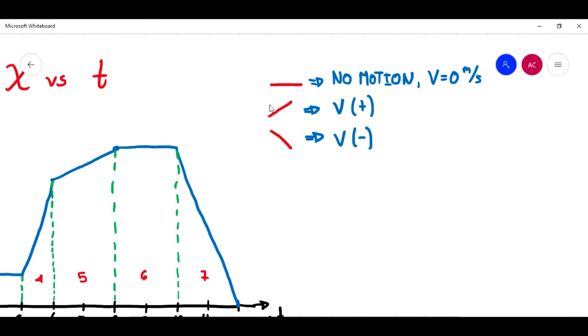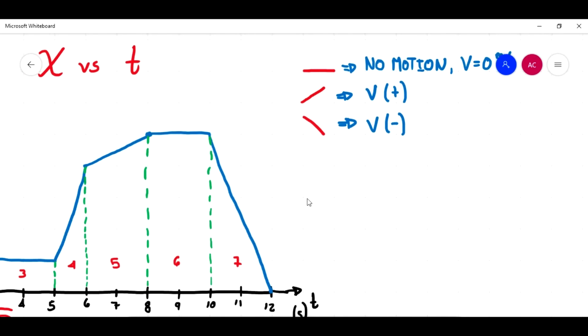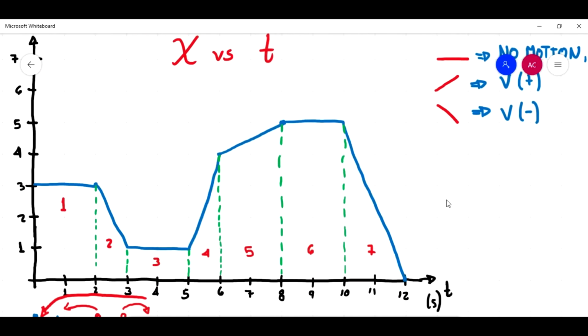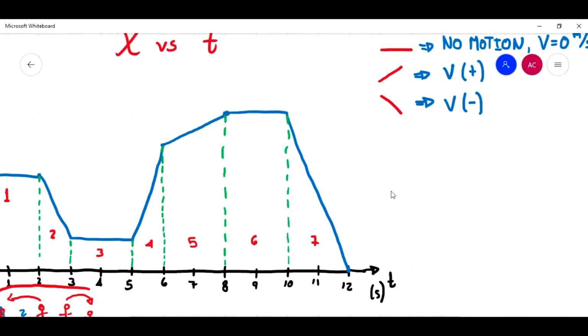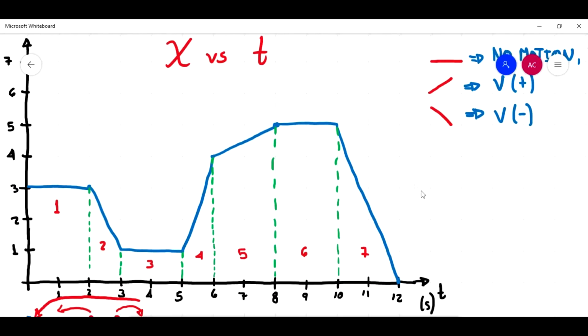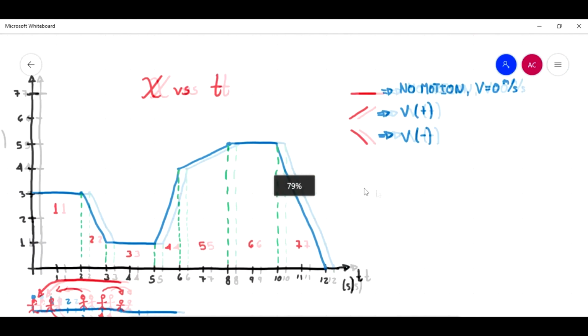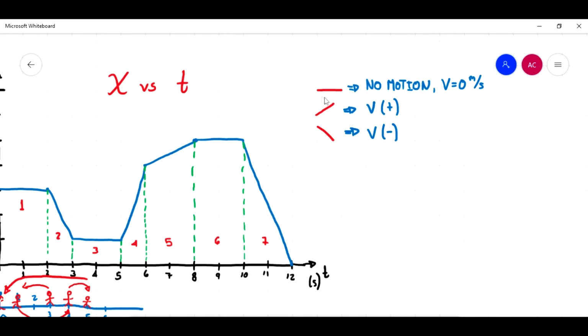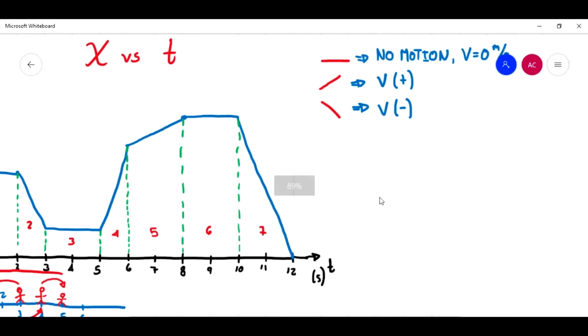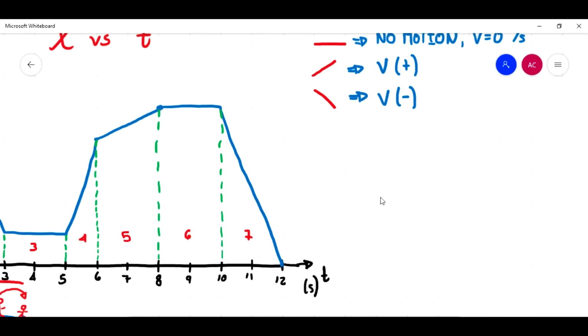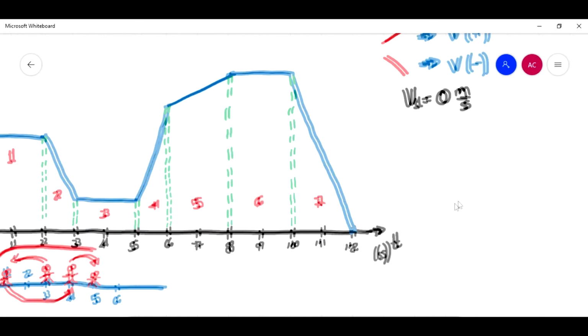Remember, velocity is the change in position. How do we know that there is a change? Because we have an inclination, and that inclination could be upwards or downwards. Now the thing that I'm going to do is find the velocity in each one of the segments. The velocity of segment number 1, I just told you, if there is a horizontal line, that means that the velocity is 0. So the velocity of segment number 1 equals 0 meters per second. But what about the other segments?